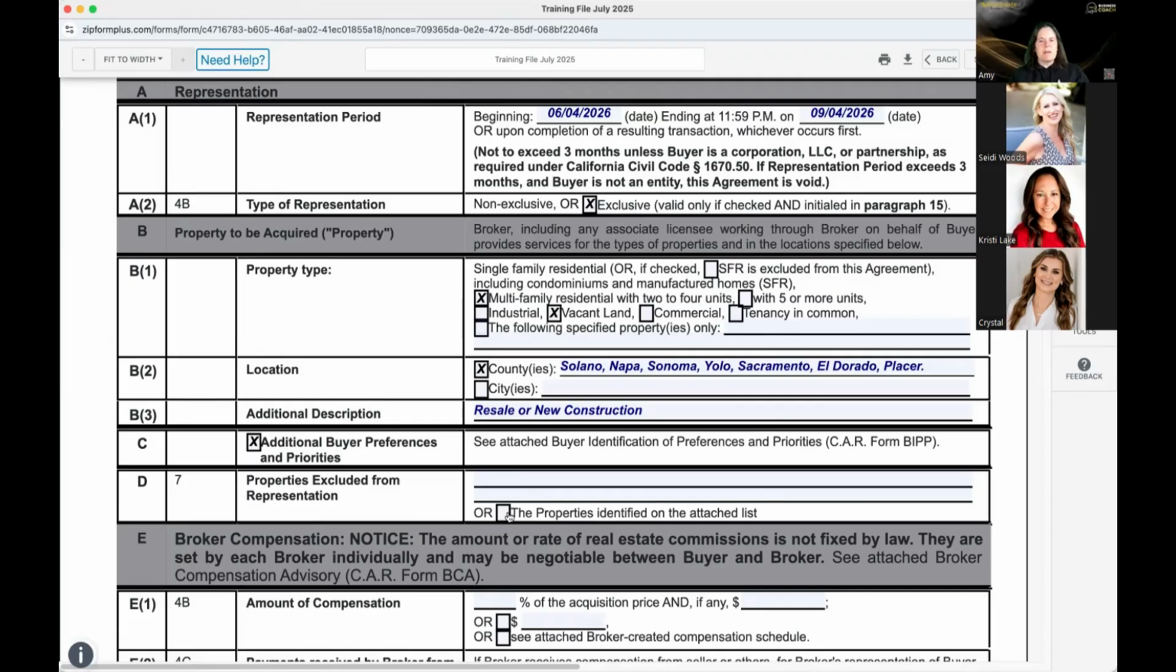Properties excluded from representation. Okay, we can either fill out some line items here, or we could check for a list attached. Why would we exclude properties from representation? Most of the time we won't, but maybe they were being represented by another agent previously, and there's a list of properties they saw with that agent that, for the next 60 days, if they see them with us or decide to write an offer, that other agent receives the compensation. We may want to attach that list here. They should have gotten a list from the other agent. The only way for that to be valid is for the other agent to have provided them a list, and we would just attach that list here.